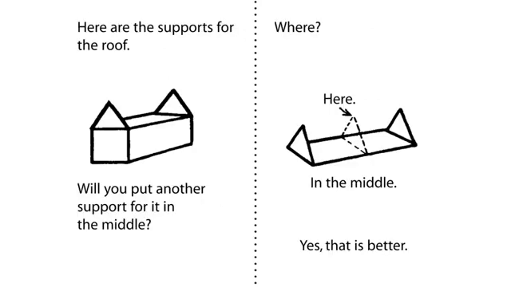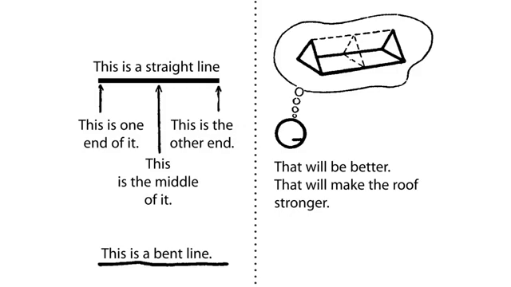Here are the supports for the roof. Will you put another support for it in the middle? Where? Here, in the middle. Yes, that is better. This is a straight line. This is one end of it. This is the middle of it. This is the other end. This is a bent line. That will be better. That will make the roof stronger.